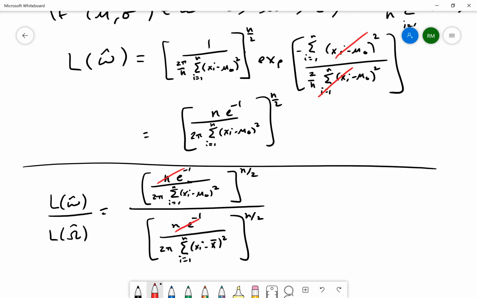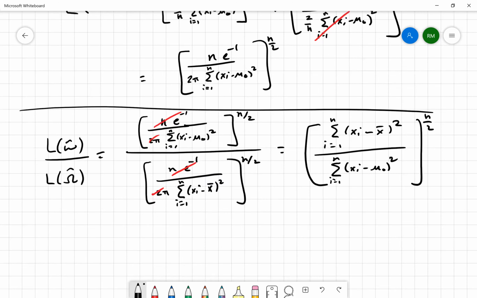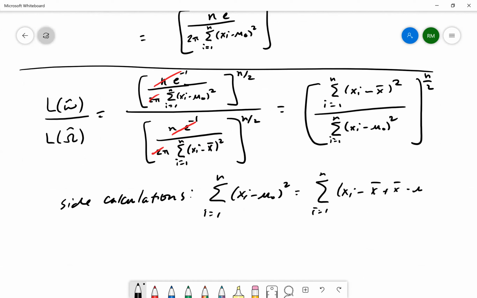And we see that we're going to get some cancellations again. And what we're left with is this expression right here. Okay. So what do we do with this? Well, we need to do a little bit of side calculations. And what we see is that this sum simplifies to the following.